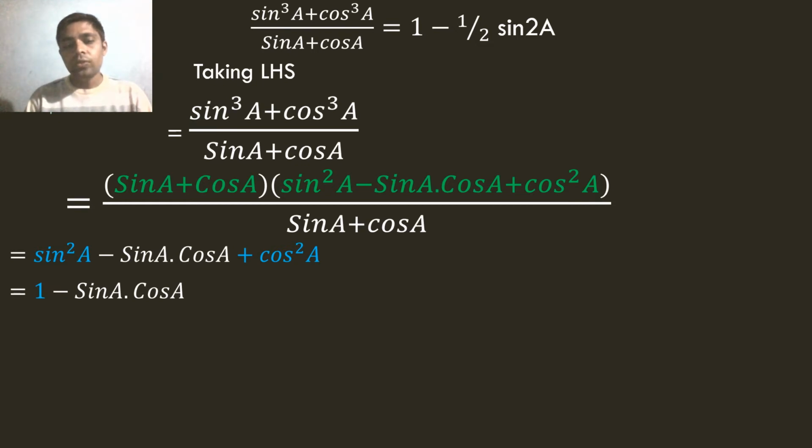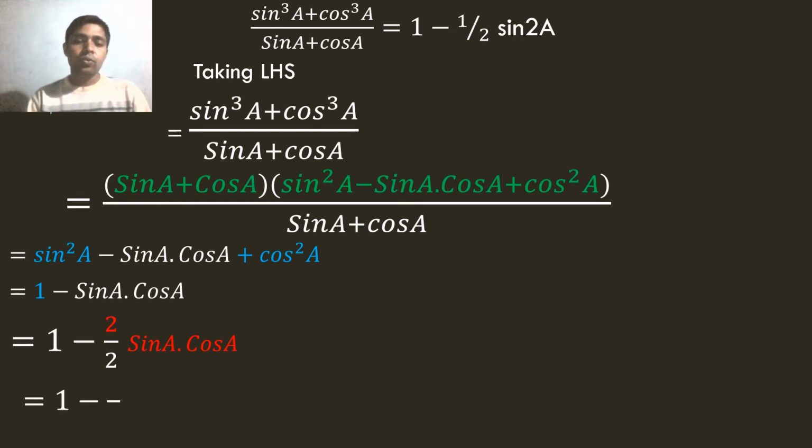So what can we do for this? We have to multiply 2 upon 2 with sin A dot cos A. Then only we can get the sin 2A format. So we are multiplying 2 upon 2 times sin A dot cos A, where the numerator 2 sin A cos A becomes sin 2A by the formula. So we get 1 minus 1 upon 2 times sin 2A. This is only our RHS to prove.